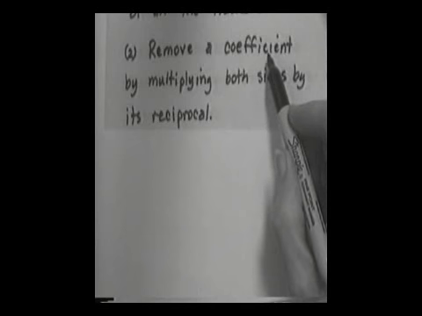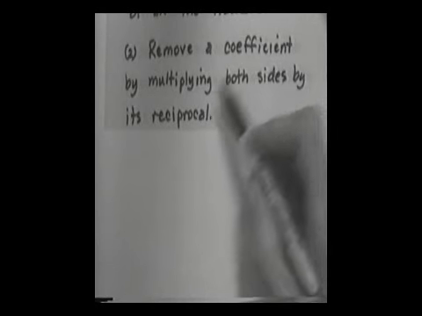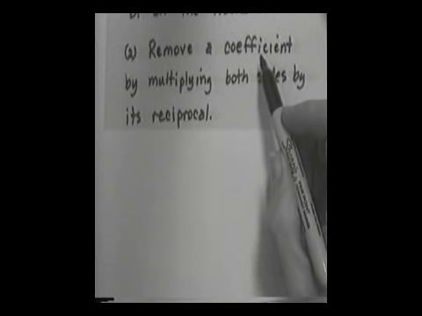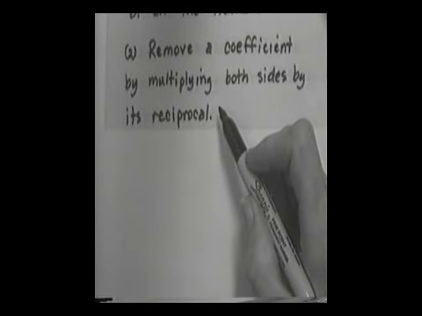If the coefficient is, for instance, 5, we could multiply both sides by its reciprocal. The reciprocal of 5 is 1/5. We can multiply by 1/5 to remove a coefficient of 5. But that leads us to the third use, which doesn't sound like the multiplication property at all.